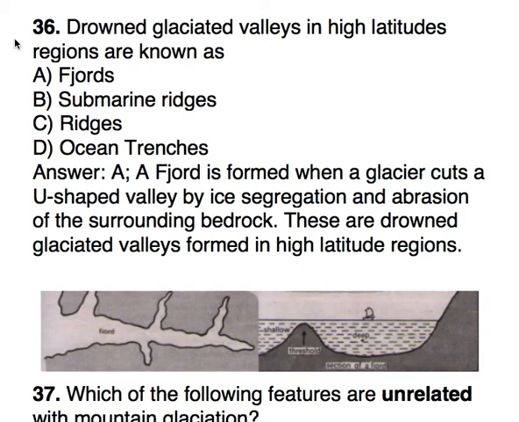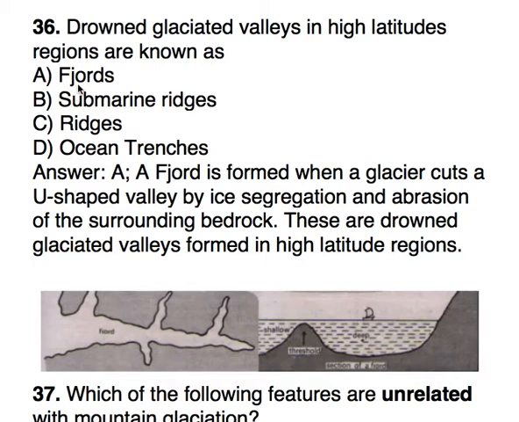This is a continuous part of geomorphology. Let's start from here. 36. Drowned glaciated valleys in high latitude regions are known as. Here there are four options and the correct option is A, that is Fjord. Fjord is a glaciated valley in a high latitude region.